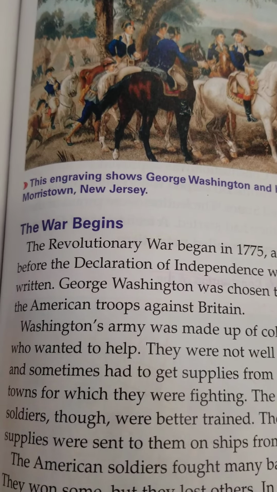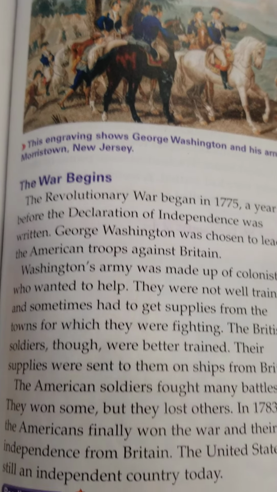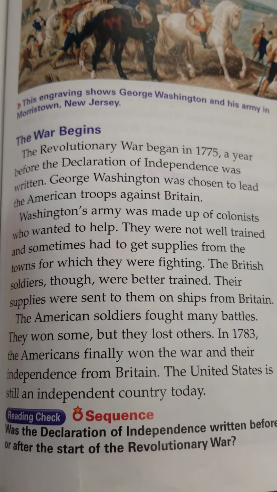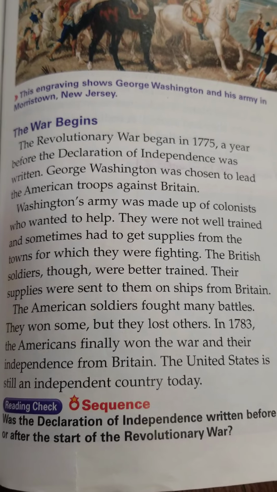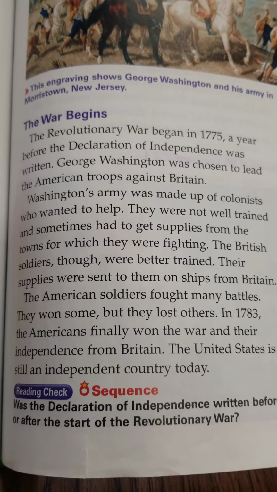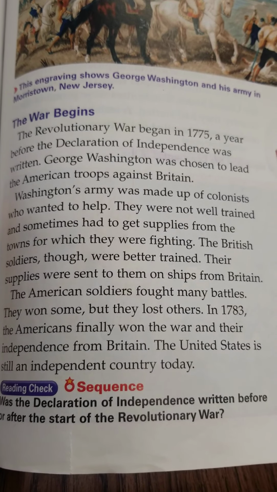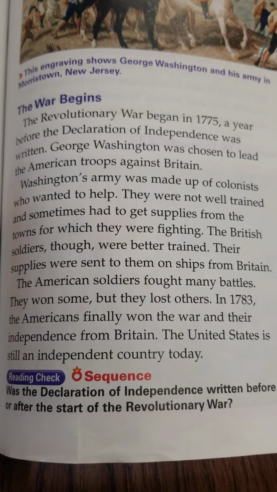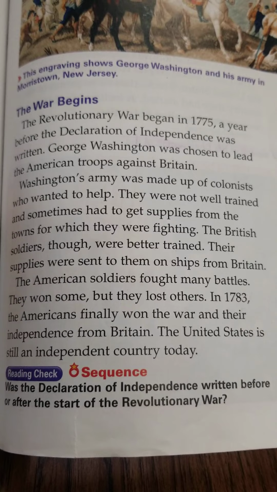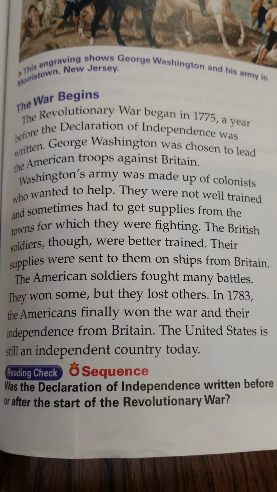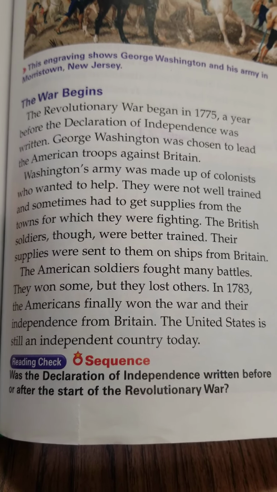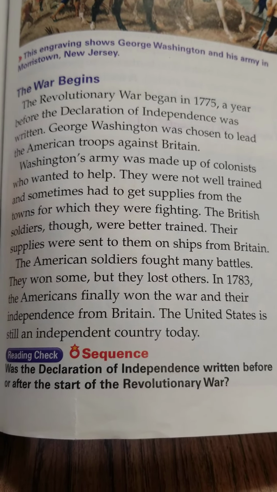All right, so I'm going to read here, and we'll stop and chat a little bit along the way. The war begins. The Revolutionary War began in 1775, a year before the Declaration of Independence was written. George Washington was chosen to lead the American troops against Britain. Washington's army was made up of colonists who wanted to help. They were not well trained and sometimes had to get supplies from the towns for which they were fighting. The British soldiers, though, were better trained. Their supplies were sent to them on ships from Britain.